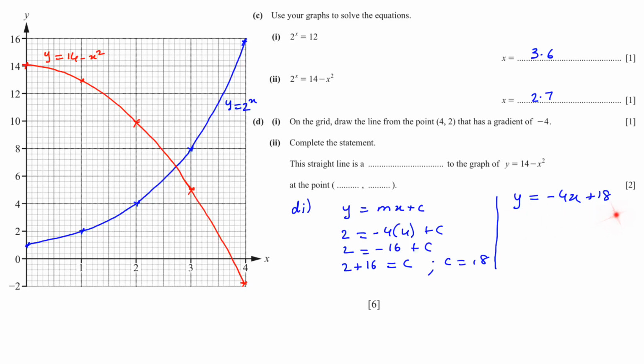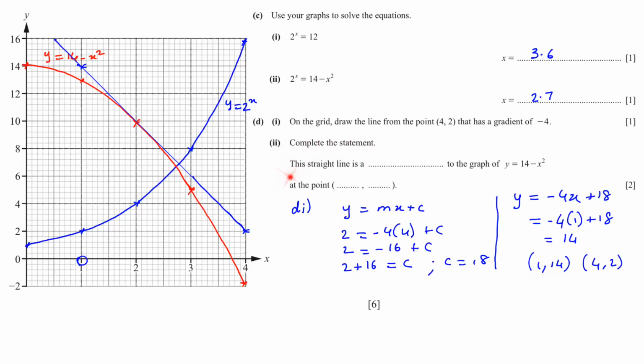Now we have to plot this line. One point has already been given to us, 4 and 2. We have to find another point. When x is, let's say x is 1, what is the value of y? Negative 4 plus 18 will give us 14. So the other point we have found is when x is 1, y is 14. And we already have 4 and 2. We are going to mark them, 4 and 2 and 1 and 14. Now we'll join these points together. So this is how your line will look like once we plot the 2 points.